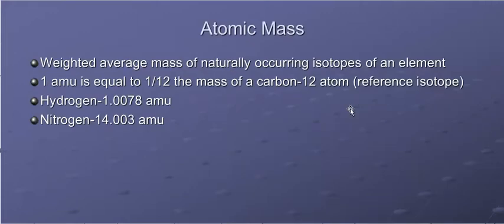Atomic mass is the weighted average mass of the naturally occurring isotopes. These numbers are on the periodic table. Hydrogen, for example, has an atomic mass of 1.0078 AMUs, which stands for atomic mass units. These decimal numbers, these atomic masses, are on the periodic table, along with your atomic number.